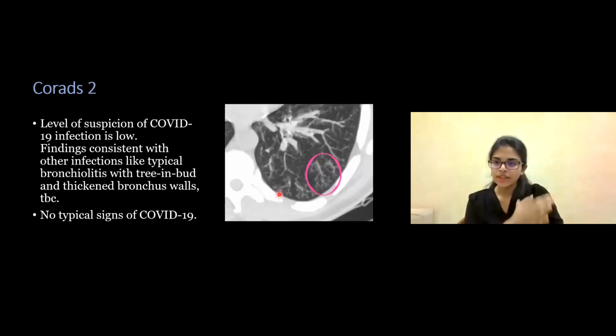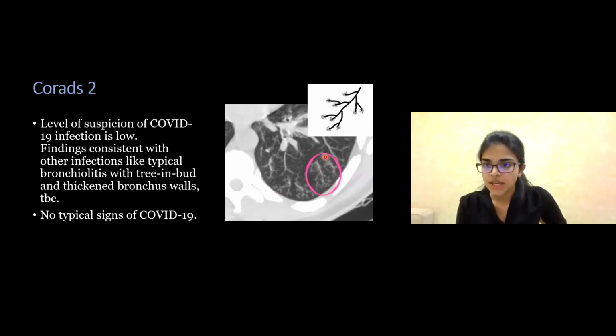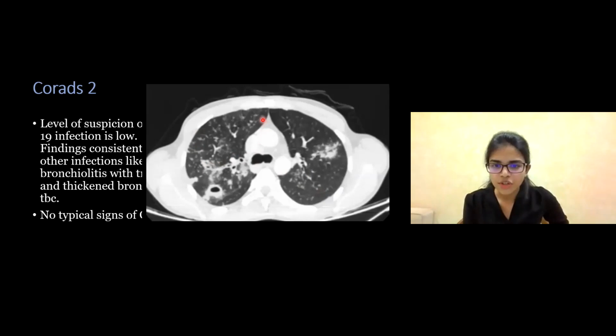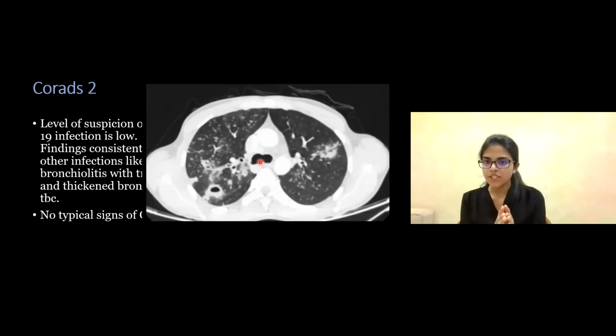Next is CORADS 2. In this image, if you can appreciate, there are small, tiny nodular opacities. These are called centrilobular nodules that are showing a branching pattern. If you can see something like this, there is a branch which is ending in a nodular opacity. This is something that you see in bacterial pneumonia. This is called a tree in bud appearance. In this image, there are a lot of centrilobular nodules showing a tree in bud pattern, and there is some area of consolidation with central cavitation. This is something that you typically see in tuberculous pneumonia. Here the image shows infection, but it is typical of bacterial pneumonia. So this comes under CORADS 2.